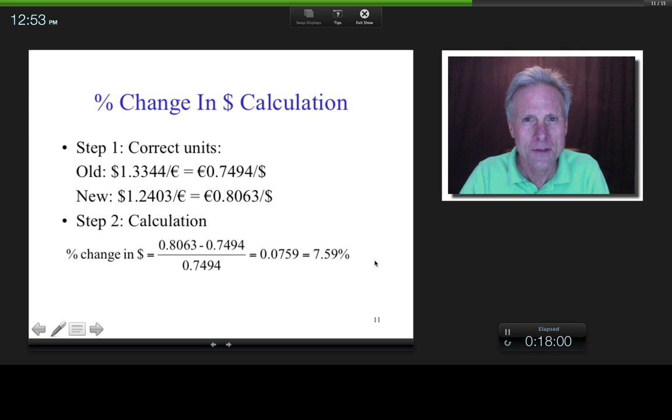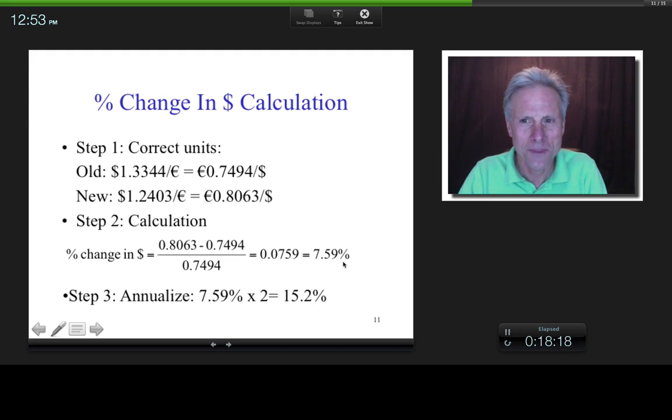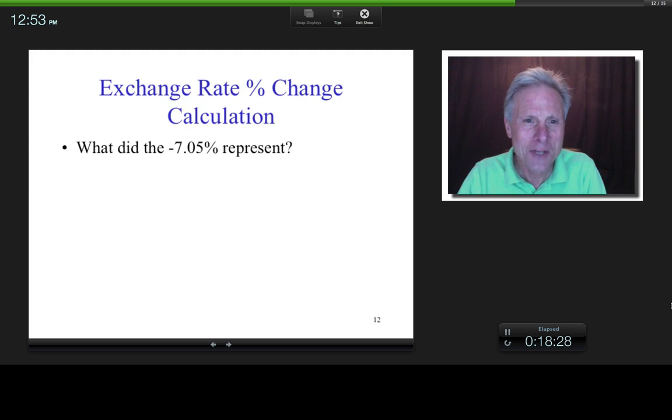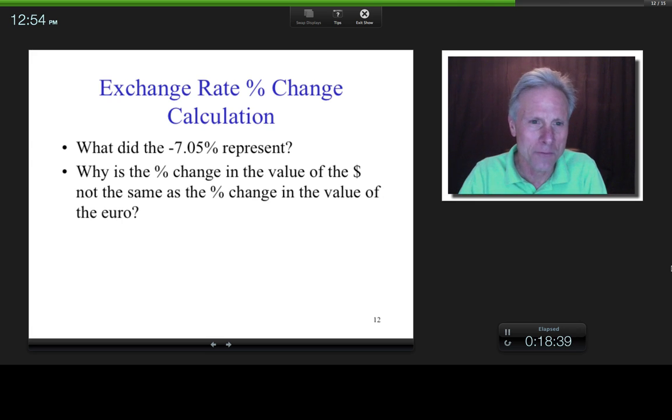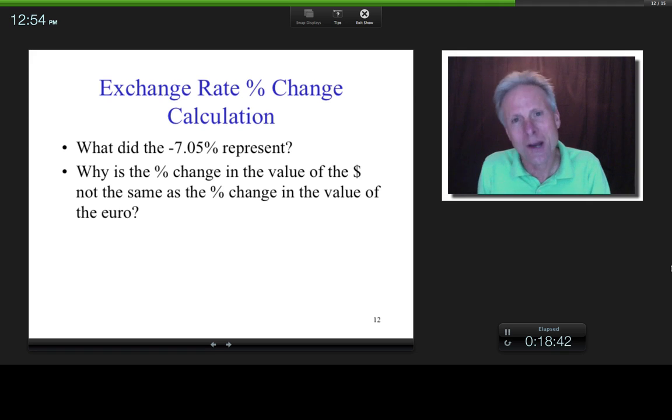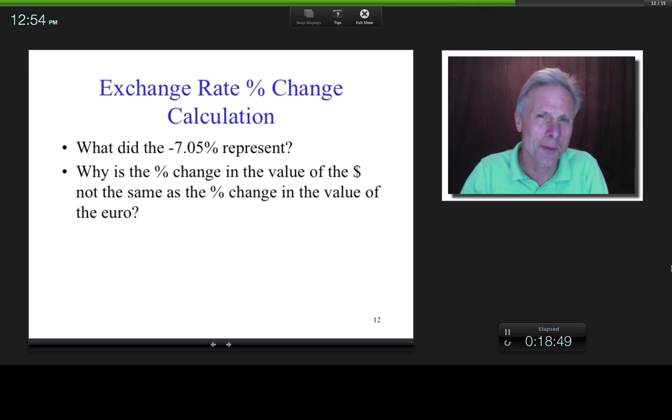The denominator. So in any case, there's one final wrinkle to the way you communicate the percentage change: on an annual basis. So if this represents 6 months, what would I have to do to that number to annualize it? I'd have to multiply it by 2. And so basically, we could say, well, the dollar appreciated by 15.2%. That's how you would communicate it. Now, as I mentioned, the minus 7.05 represented what? The percentage change, we still need to annualize it, but the percentage change in the value of the euro. And as we mentioned, it's just not a mirror image of how much the dollar appreciated, because the basis is different.